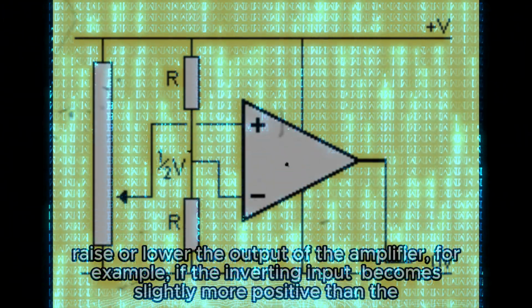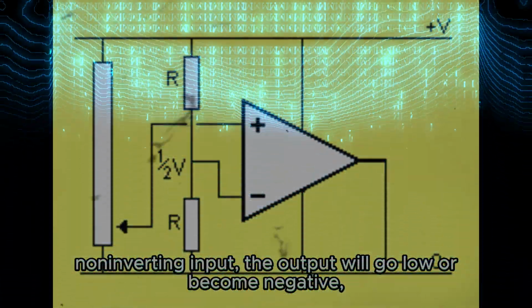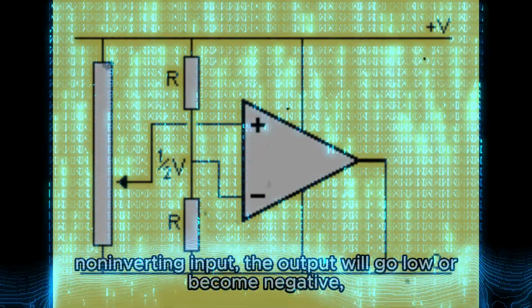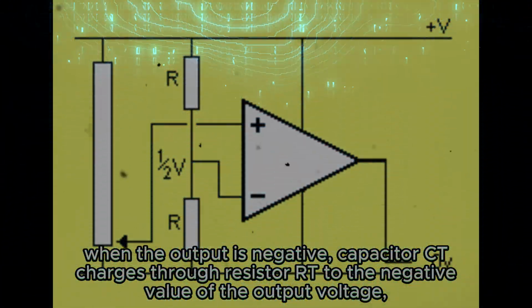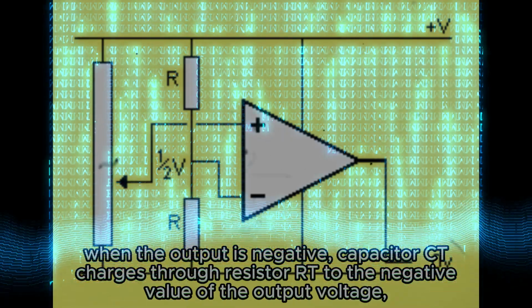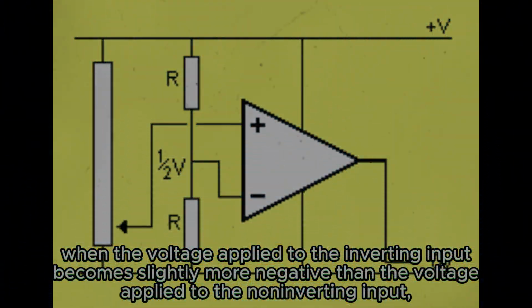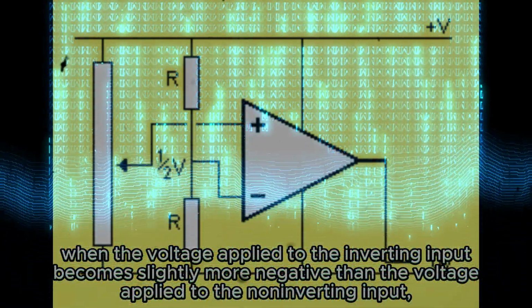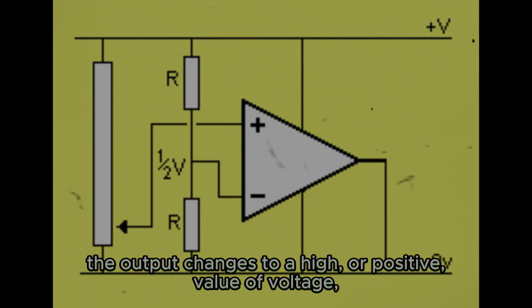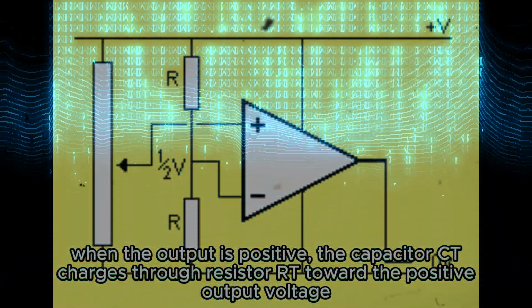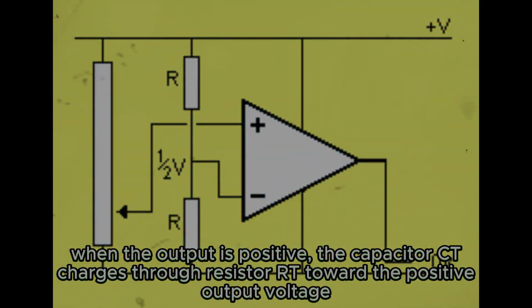For example, if the inverting input becomes slightly more positive than the non-inverting input, the output will go low or become negative. When the output is negative, capacitor CT charges through resistor RT to the negative value of the output voltage. When the voltage applied to the inverting input becomes slightly more negative than the voltage applied to the non-inverting input, the output changes to a high or positive value of voltage. When the output is positive, the capacitor CT charges through resistor RT toward the positive output voltage.